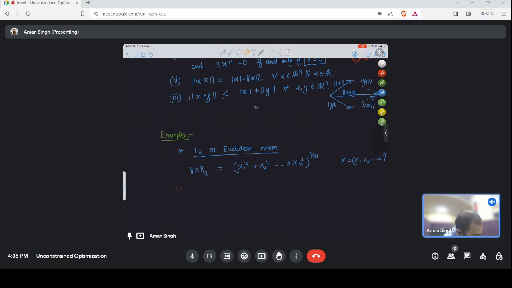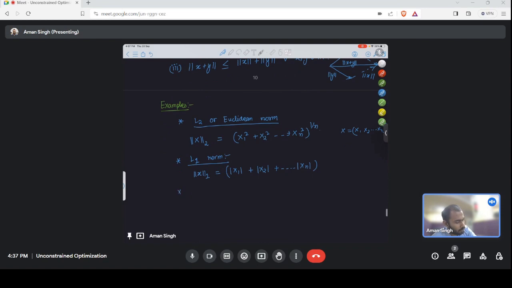We can also define something called the L1 norm. This is just the sum of absolute values of the individual components, that is, x1 absolute value plus x2 absolute value, and so on. We can also define something called the L3 norm, which is mod x1 cubed plus mod x2 cubed, and so on.